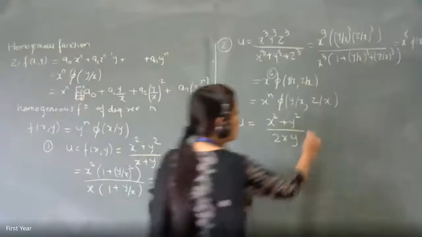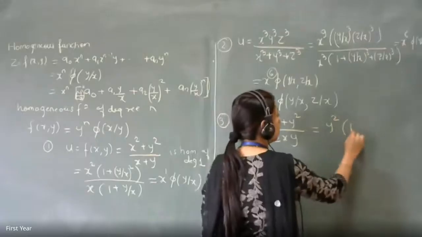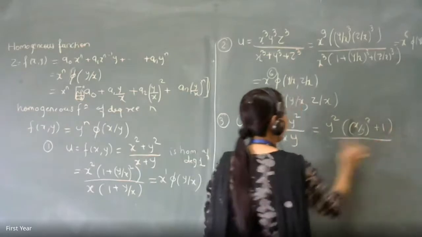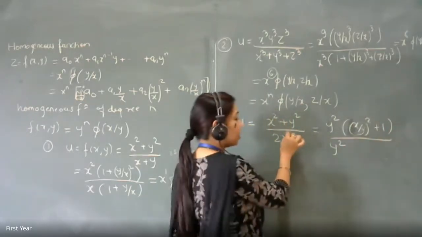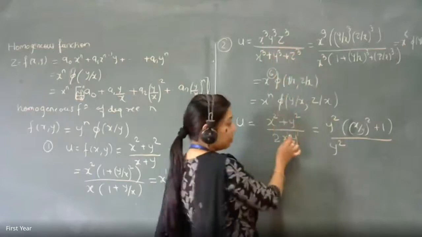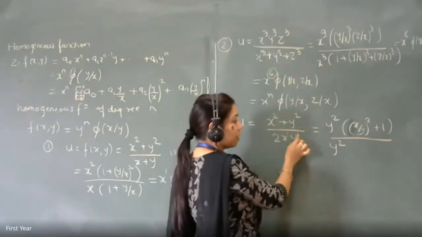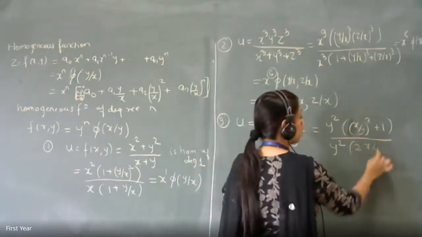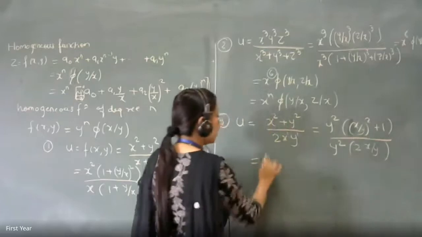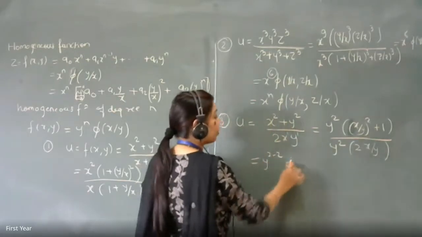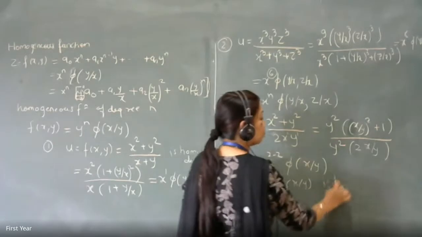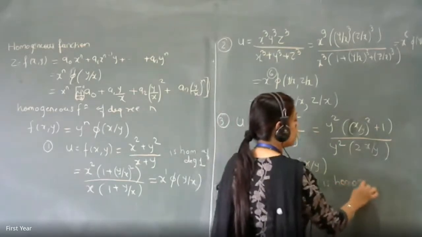Numerator degree is 2, so I'll take y square common here. So it is x by y the whole square plus 1, divided by, I'll take y square again common. Those who are asking me why 2: what's the power of x? 1. What's the power of y? 1. So 1 plus 1 is 2. So I have to take y square common so that I get 2x by y. And entirely this is y raised to 2 minus 2 into some function of x by y. That is y raised to 0 into some function of x by y. And therefore this is homogeneous of degree 0.